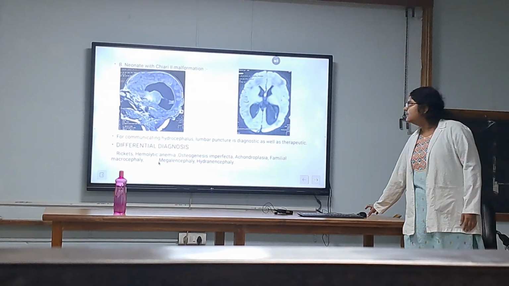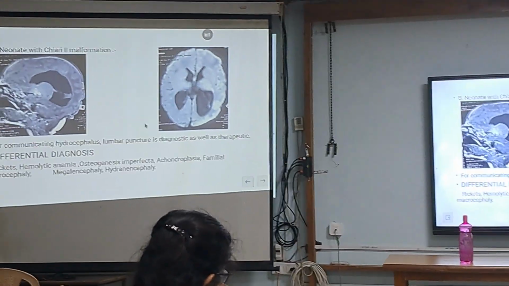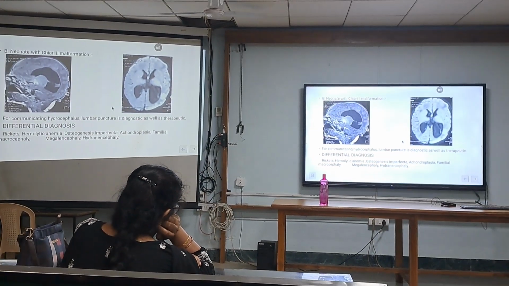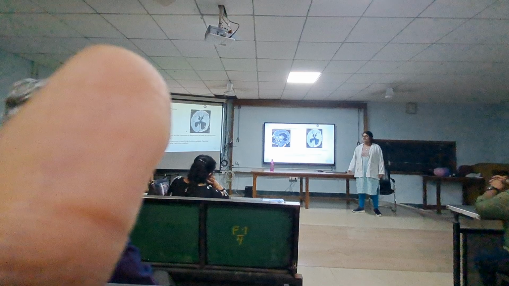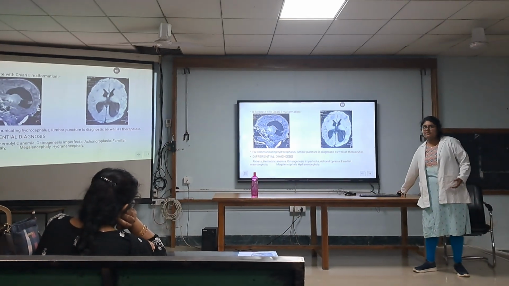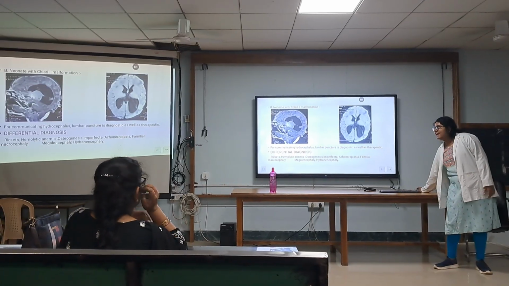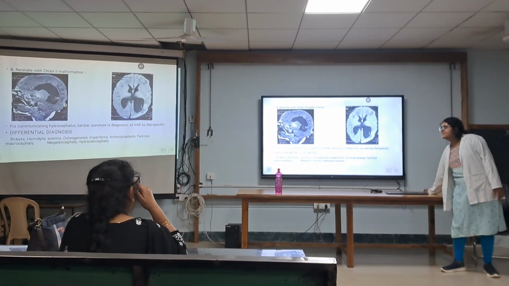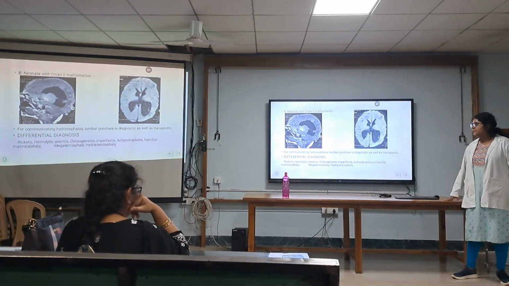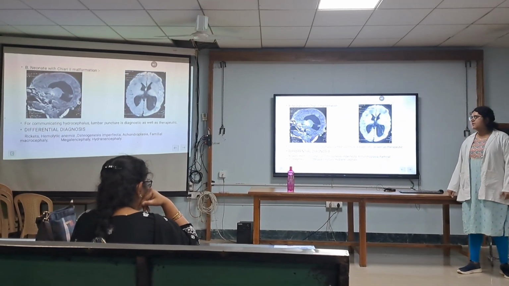This is another MRI image of another patient who was admitted with complaints of developmental delay. He had a history of Chiari 2 malformation with meningomyelocele, neurogenic bladder and paraplegia. On this scan taken around day 15, we can see grossly enlarged ventricles with dysgenesis of corpus callosum and small posterior cranial fossa. For communicating hydrocephalus, lumbar puncture is diagnostic as well as therapeutic.